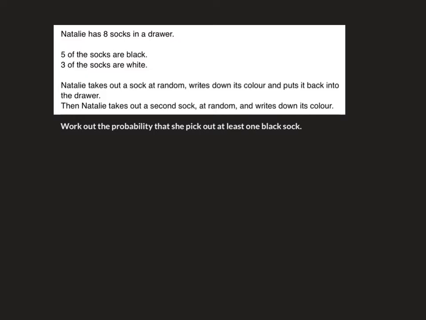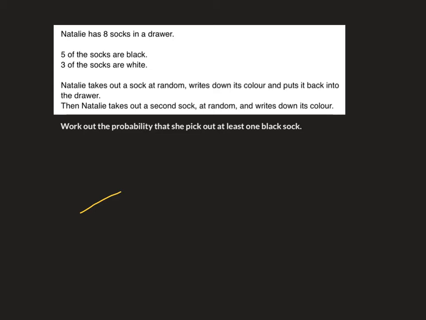So let's have a look at this question. Natalie has 8 socks in a drawer, 5 of the socks are black, 3 of the socks are white. Natalie takes out a sock at random, writes down its colour and puts it back in the drawer. What a bizarre life she leads. Then Natalie takes out a second sock at random and writes down its colour.